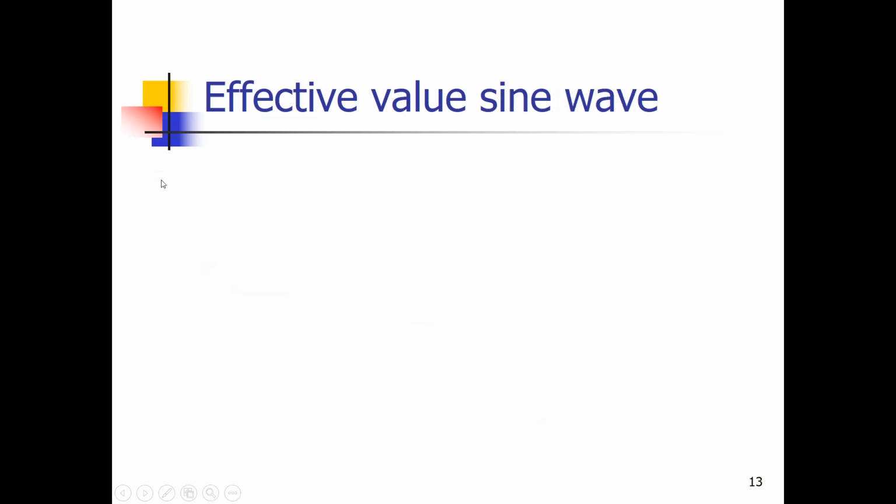So let's take the effective value of a sine wave. And in this case, when taking the effective value of a sine wave, we also can take the effective value of half a sine wave, because we start off with taking the square from the signal, and then this negative part becomes a positive part. So let's take the effective value or RMS value of half a sine wave.